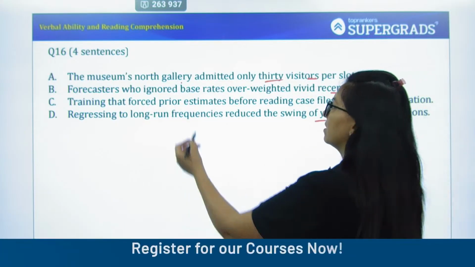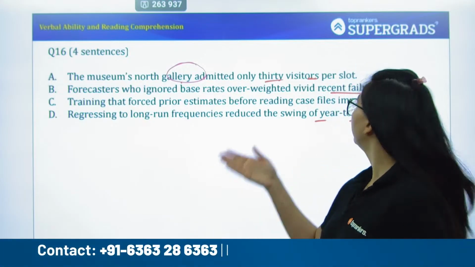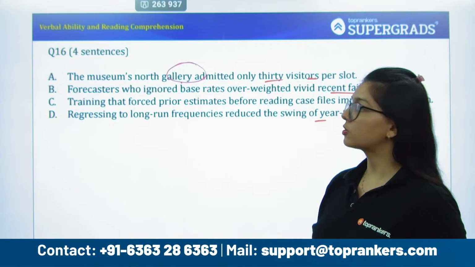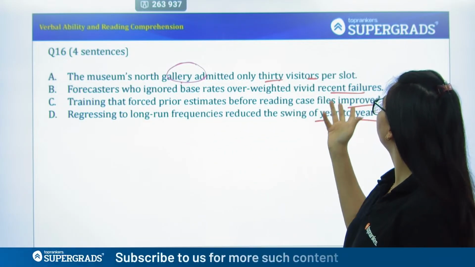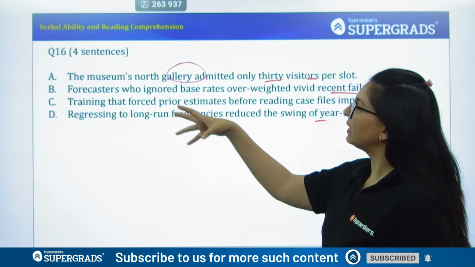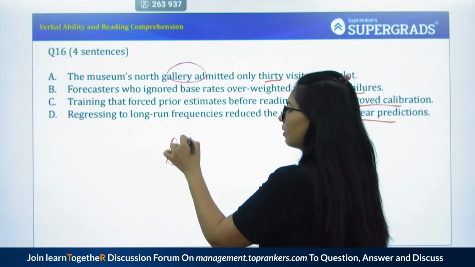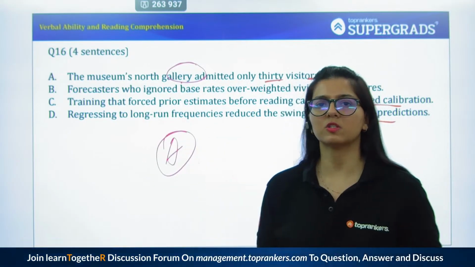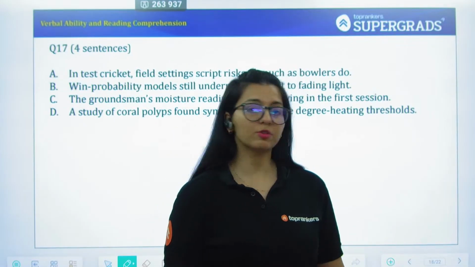So, of course, this is nothing about the gallery and the way it took in people, 30 visitors per slot. All of this is about the forecasters who ignored the base rate and overweighted vivid recent failures. So when you read it, you might not really know the crux of the idea, but you know that A is definitely not about the museum and how many visitors they could accommodate per slot. So clearly, the odd sentence will have to be A.